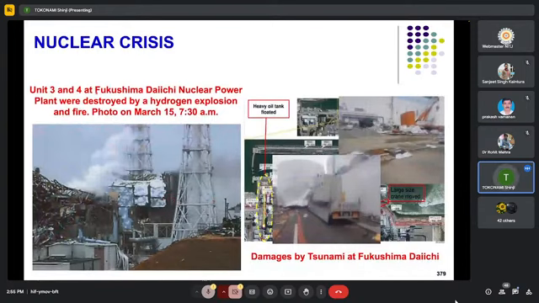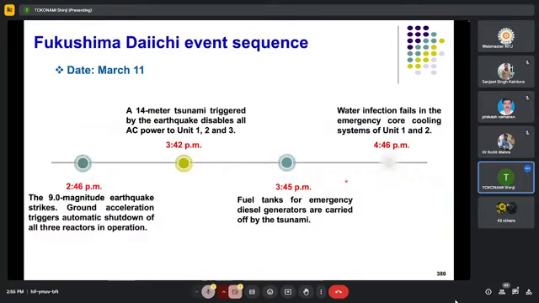Unit 3 and Unit 4 at the Fukushima Daiichi nuclear power plant were destroyed by a hydrogen explosion and fire. This photo was taken on March 15, 7:30 a.m. Here's the damage by the tsunami at Fukushima Daiichi. Here's the Fukushima Daiichi event sequence.